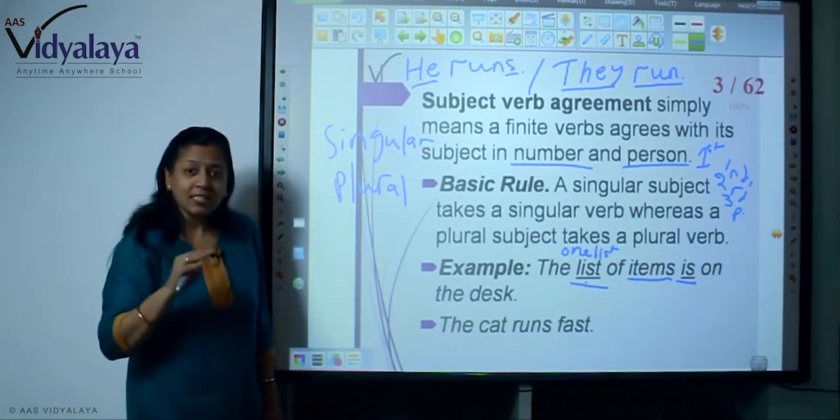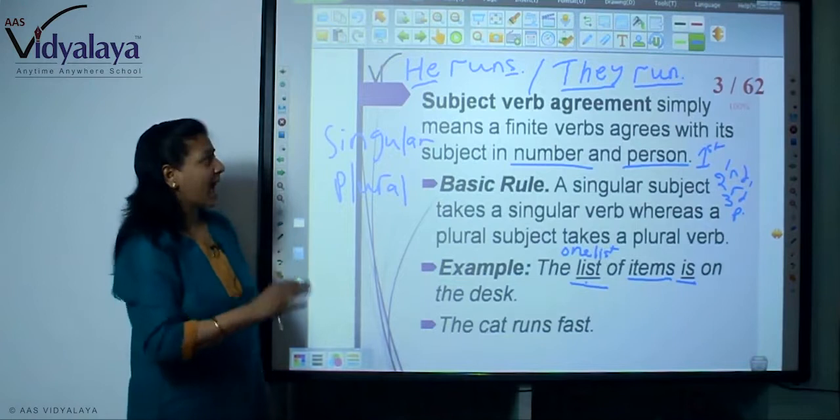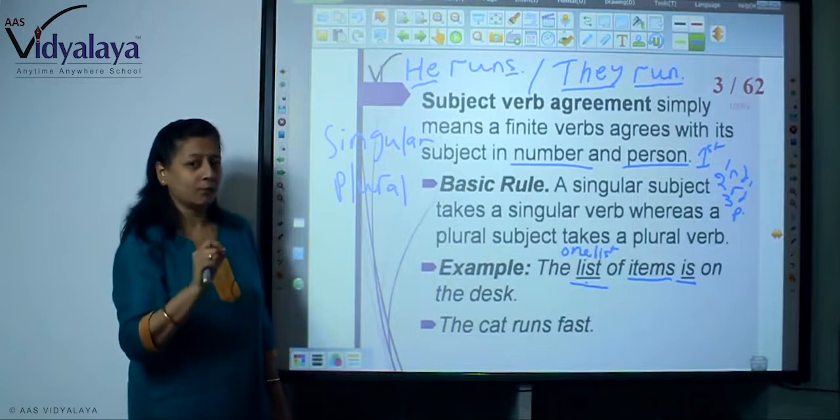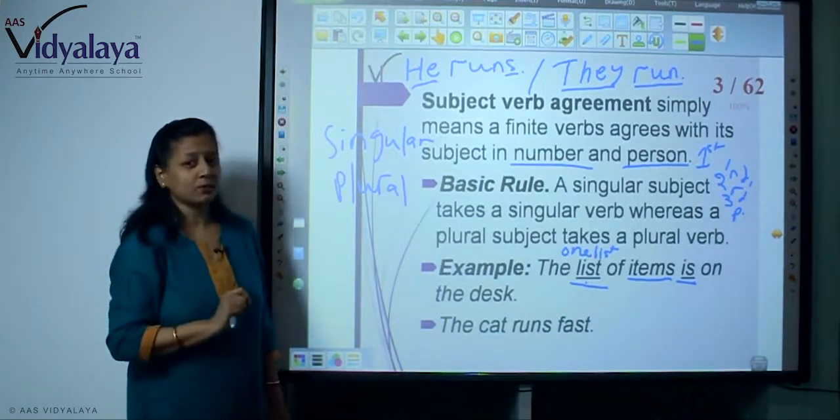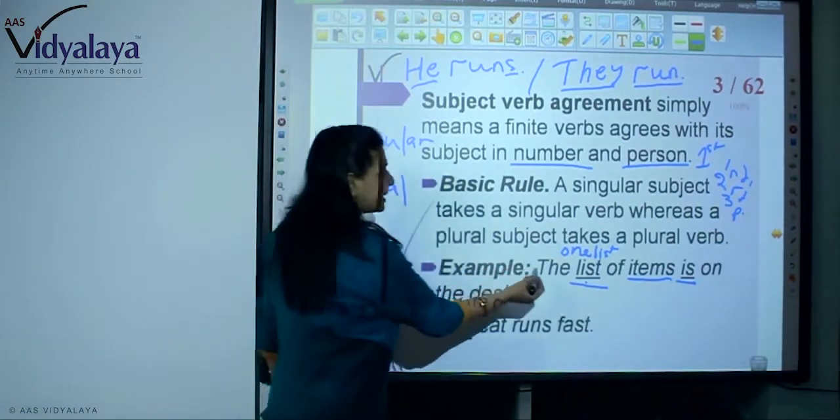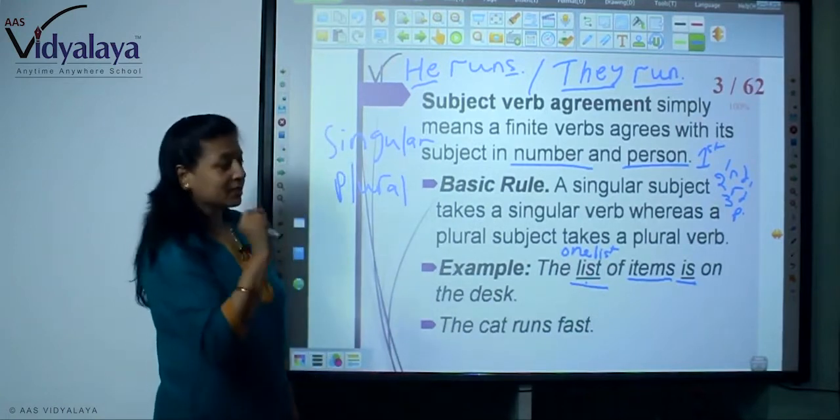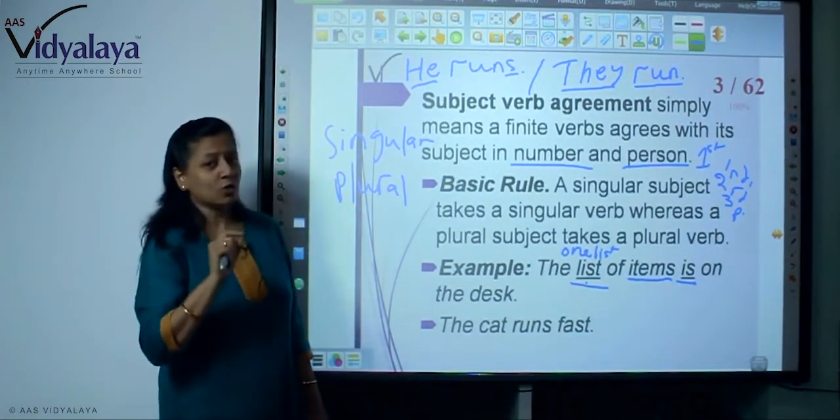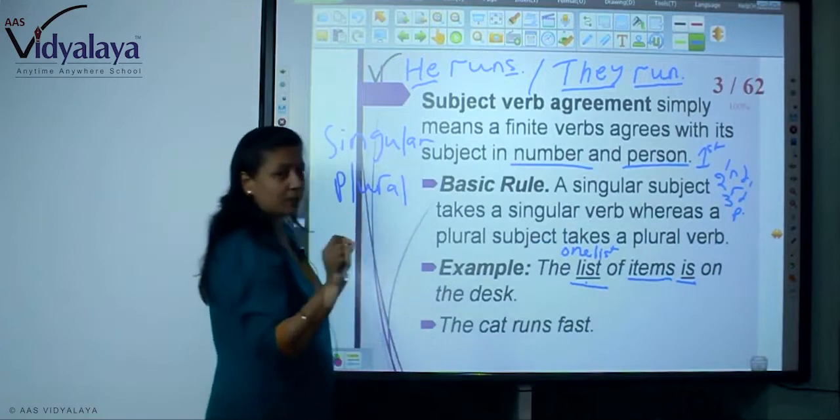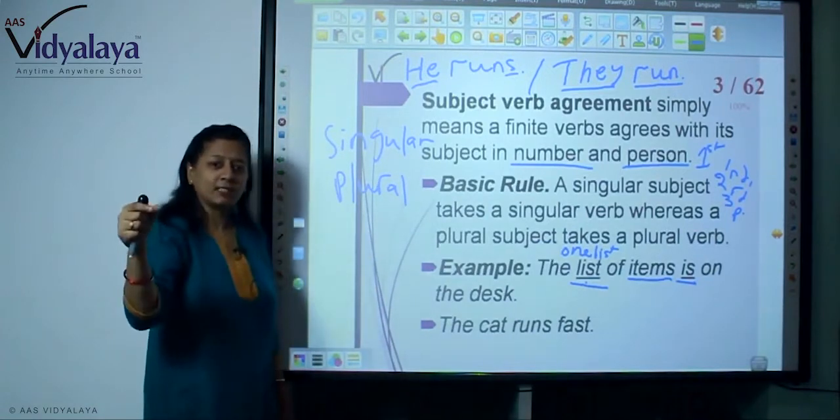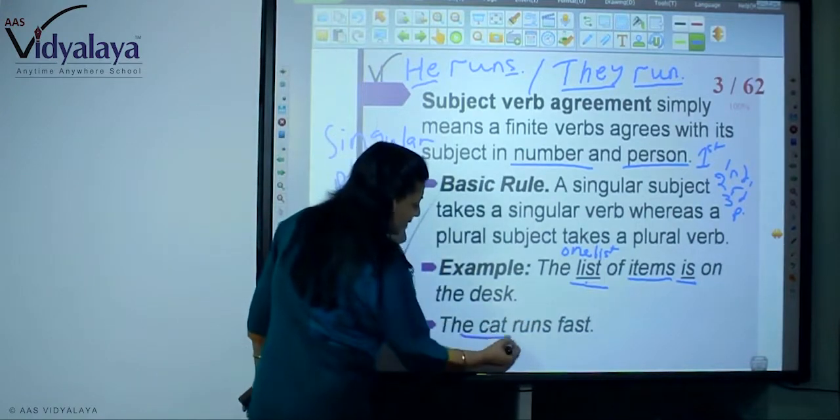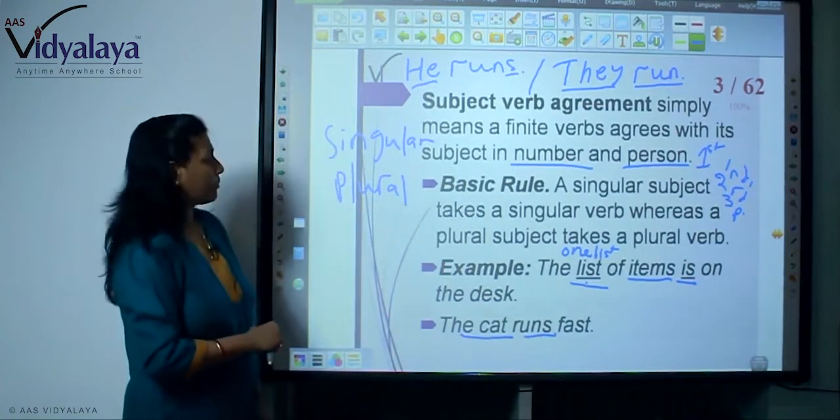And with practice, you can be perfect in this, as this is a little difficult to understand and to apply. So, I want your 100% attention in this class, as this class is very important. The list, as list is one list, so our main subject is the list, and so our verb is. And we will not consider these items because that is the list of items, right? Now next, the cat runs fast. Here singular, so runs is here.